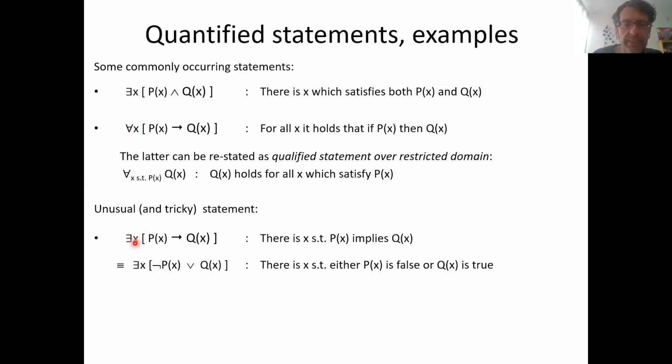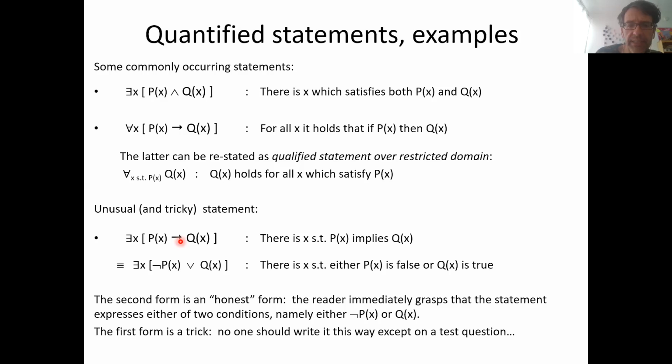Here somebody says that there exists an x which satisfies some formula. Well, this implication we know is equivalent to the following disjunction: either the hypothesis is false or the consequence must hold. So what the statement really says is that there exists an element which satisfies either this predicate, in other words, for which P(x) is false, or satisfies this predicate, so Q(x) is true. That's what this really says.